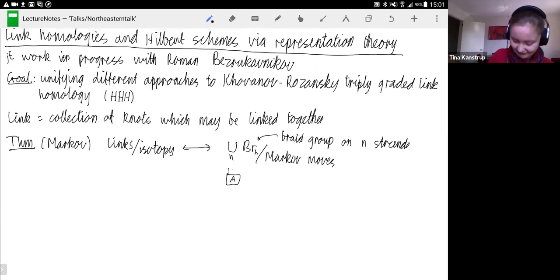So let's say I have a braid, and going in this direction is easy, the other one is harder. So what I do with my braid to create a link is I just close up the strands. I just take the top strands and connect them to the bottom ones. And this gives me a link.